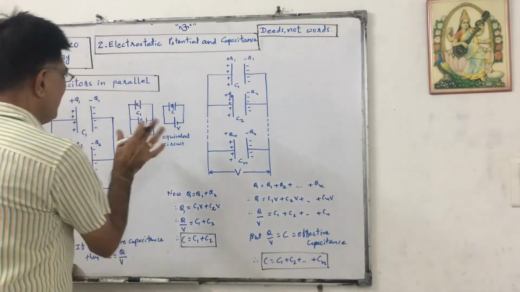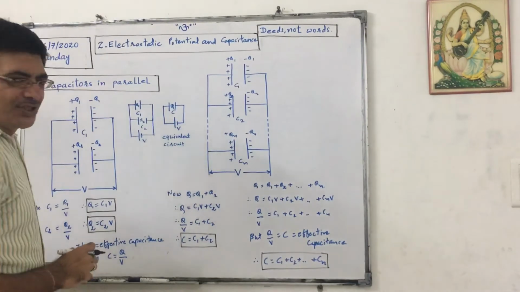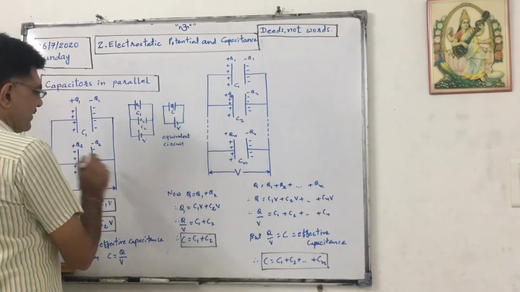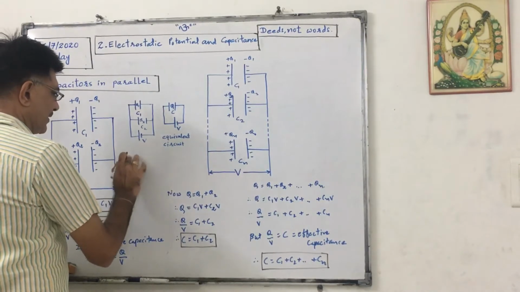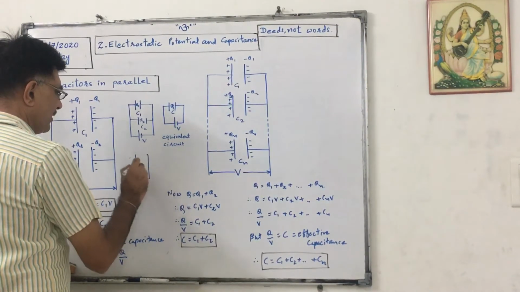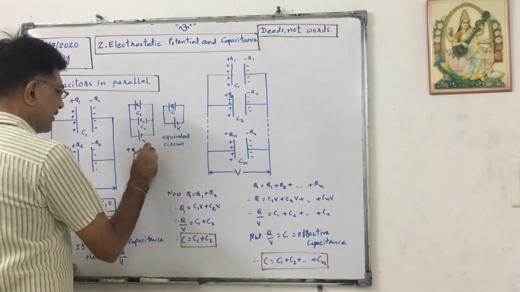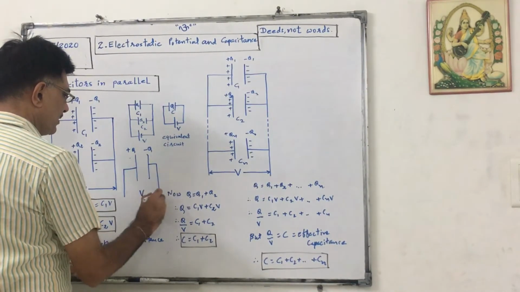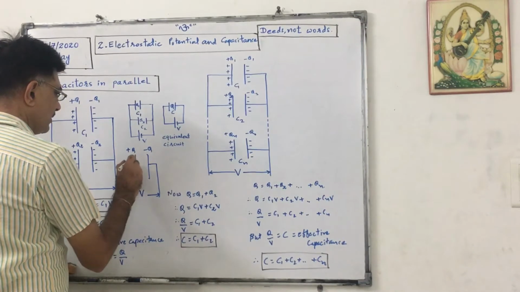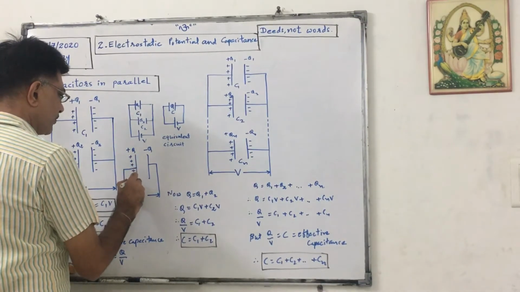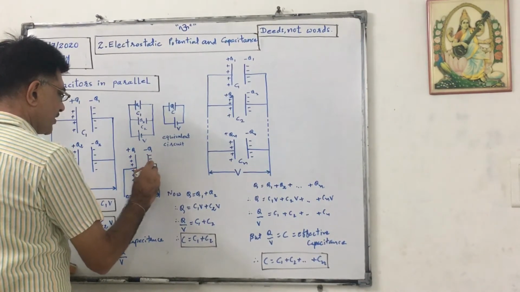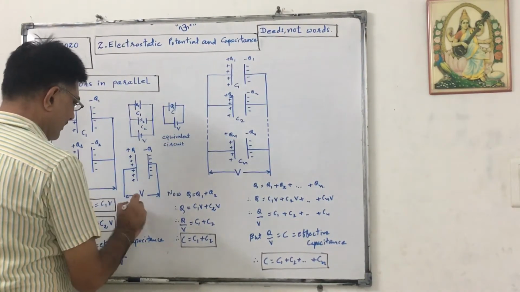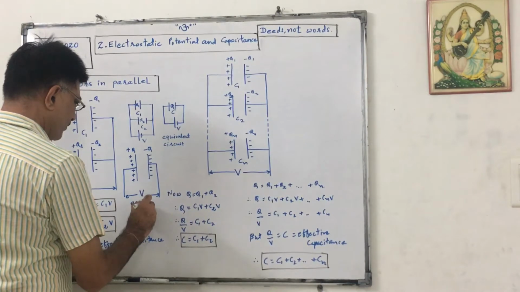So this is actually the easy way to understand. As far as this is concerned, the equivalent can be drawn like this, plus Q, minus Q, V. I am drawing more charge, because it is the addition of charges. For this, the equivalent can be drawn like this.